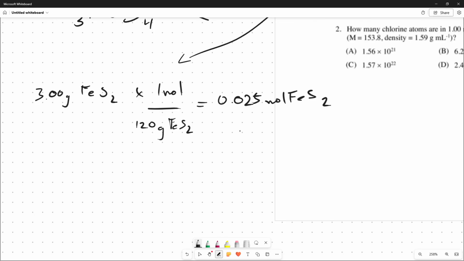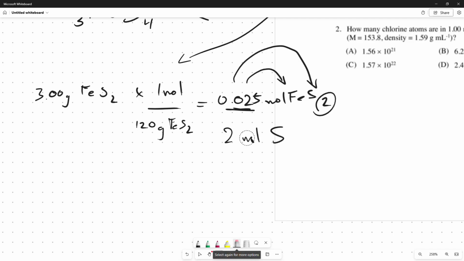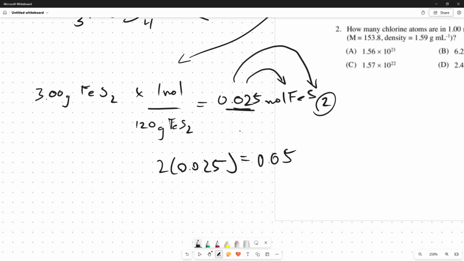Just like I mentioned in another example, we're going to have 0.025 moles of iron, but notice how there's a 2 on our sulfur. So whatever amount of moles we have here, which is 0.025, we have to multiply that by 2, because we'll have 2 moles of sulfur. So 2 times 0.025 is equal to 0.05 moles of sulfur.